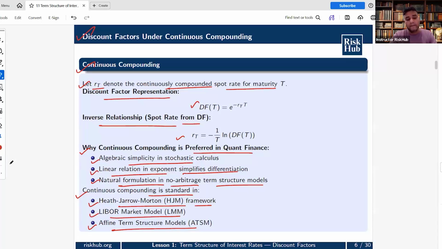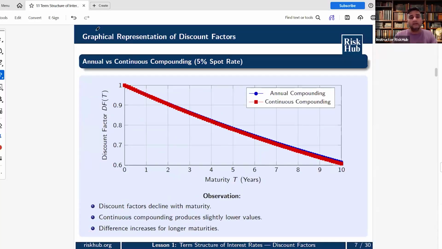So remember that. Where it is used: Monte Carlo pricing carries rates continuously because the discount factor exponential minus RDS compounds or multiplies cleanly across time frames. Then we get into the next one, which is the graphical representation of discount factor with annual versus continuous compounding.